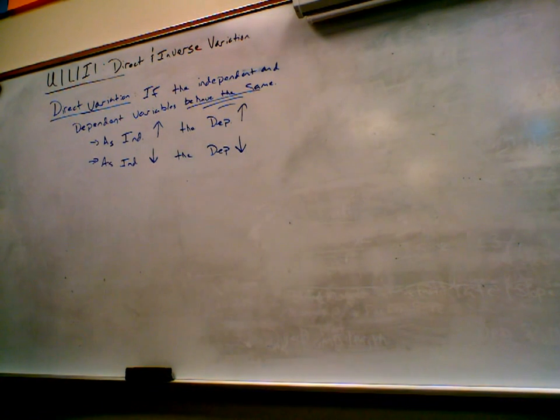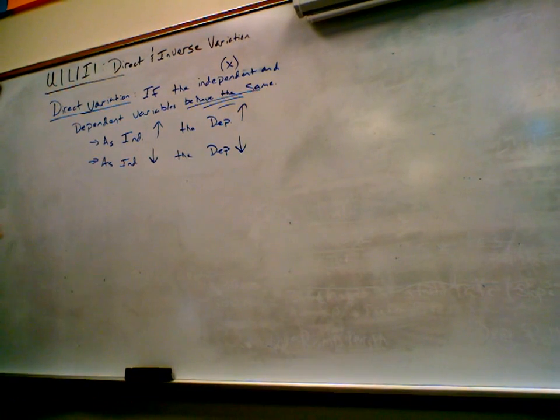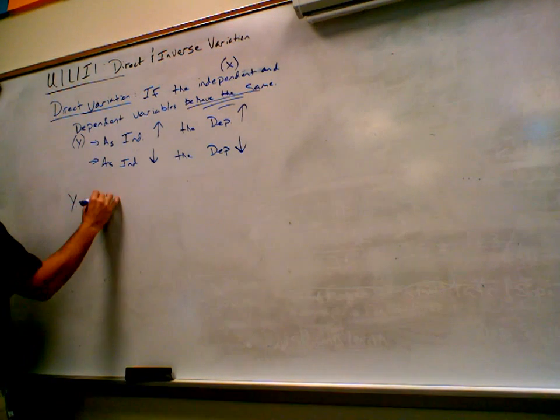Now, typically, what letter is the independent variable again? X. Typically, it's X, right? And what letter is dependent? Y. So typically, it's Y. Now, how could I write an equation where Y and X increase or decrease together? Can someone give me an equation? Y equals X. Perfect, Willie. So Y equals X.